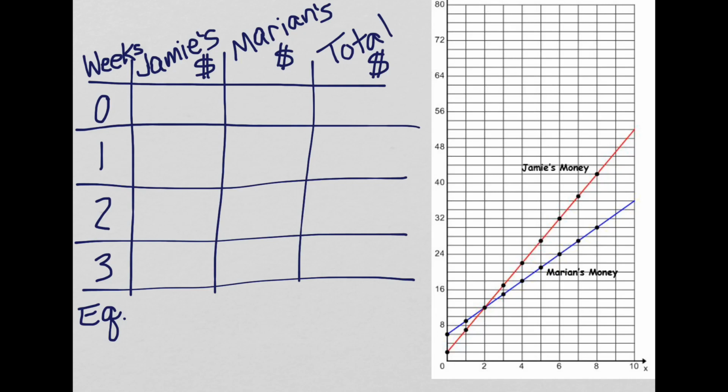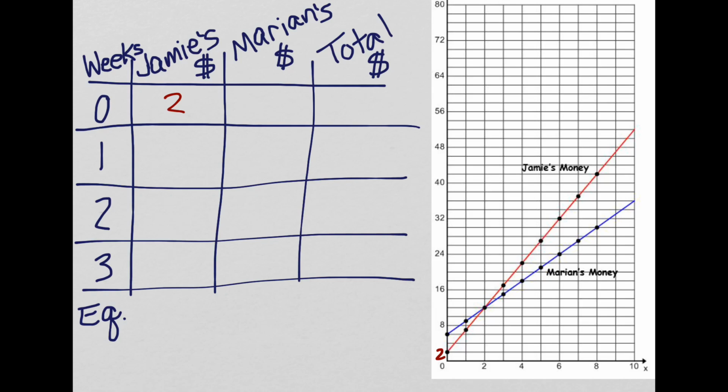So let's look at the table. It's blank, and you need to fill it in with values from the graph. So we're going to do Jamie's money in red, and we're just going to fill in the very beginning, when there were 0 weeks, how much money did Jamie have? So we'll look over on the graph, and it looks like we're going by twos, 2, 4, 6, 8. So in the beginning, Jamie had $2.